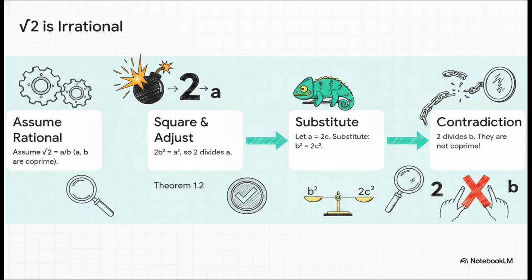And step 4, boom, the contradiction. We literally just proved that 2 divides both a and b. But wait, our initial assumption was that they were coprime and shared no common factors. The suspect's story has completely fallen apart. The assumption was false. Therefore, the square root of 2 absolutely must be irrational.